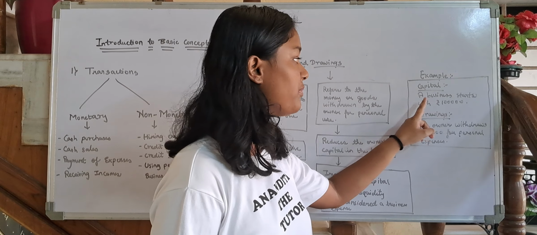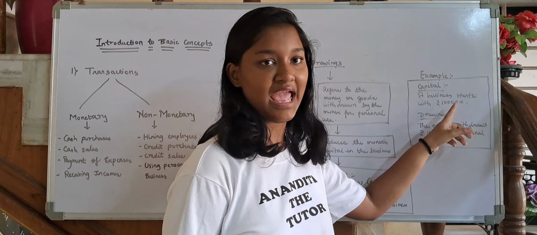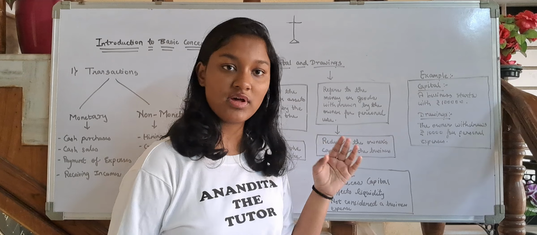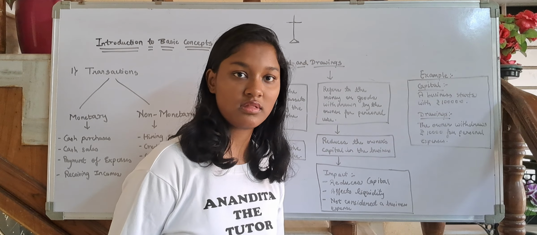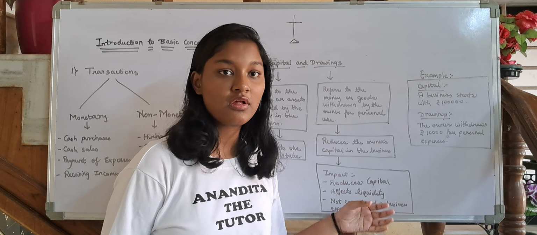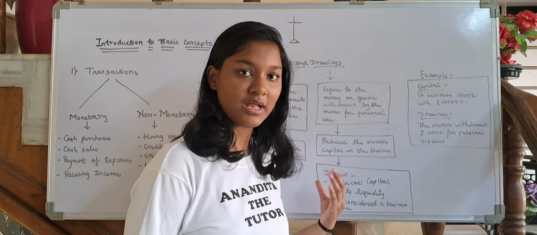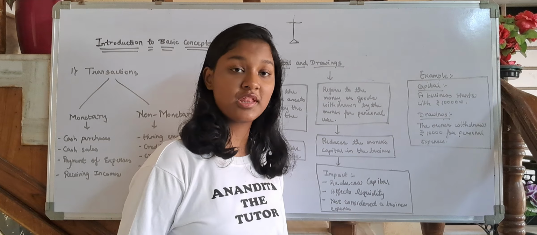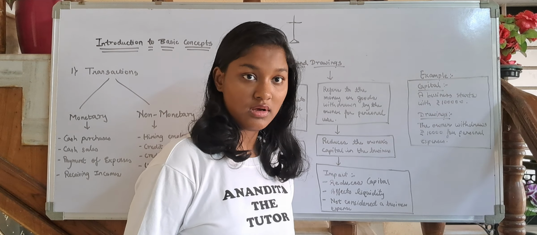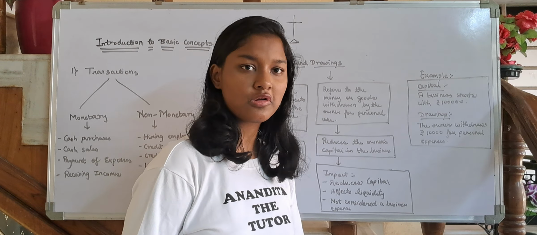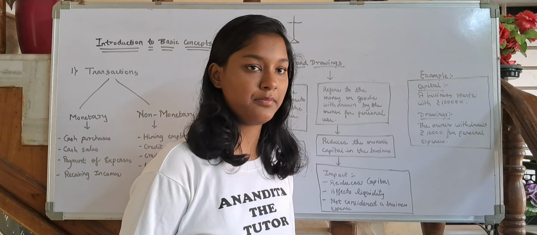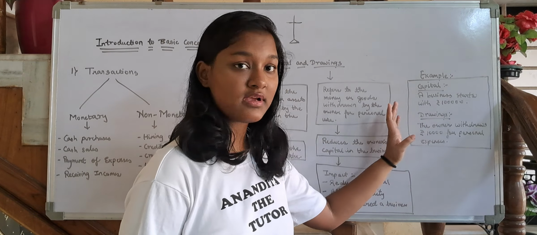Now let's take an example for the capital and the drawings. So for capital, the business starts with rupees 1 lakh. So I invested rupees 1 lakh in the business to start my business, so that is called capital. Capital helps you to start up your business. Capital helps you to spend money for your business, for example. So that is capital.